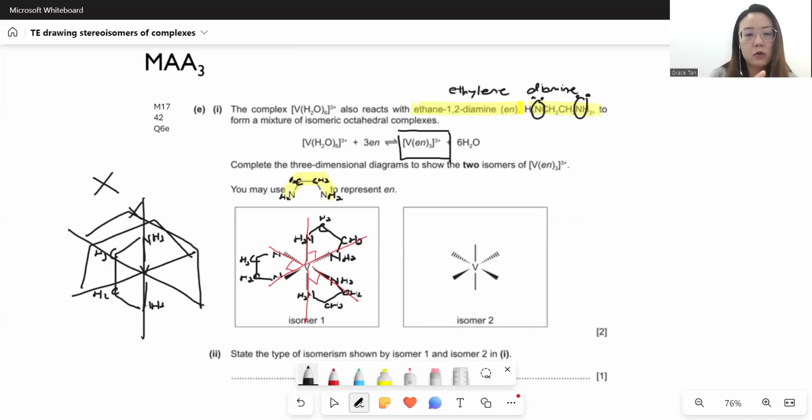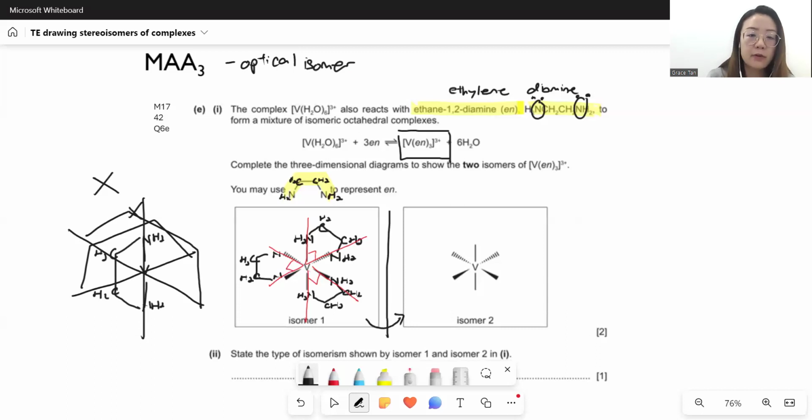So I've just drawn one isomer to show the 3 bidentate. Now, for your information, when you have a 3 bidentate, automatically your type of isomerism is optical isomer. Do you still remember how to define it? It's mirror images of each other and are non-superimposable. So when you draw one on the left, you just need to mirror effect them. Just imagine there's a plane of mirror here and you reflect it.